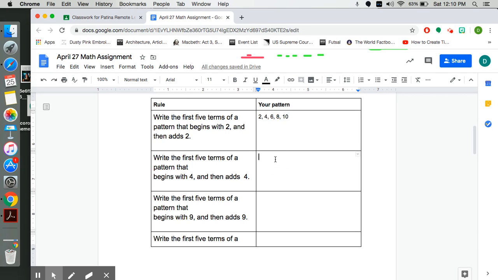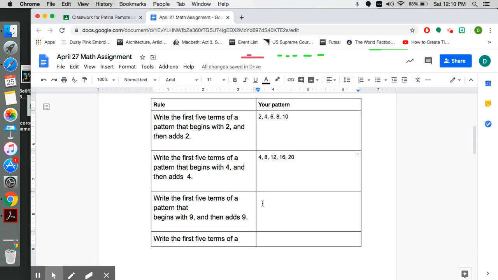This next pattern, it says I also have to have 5 terms or numbers, but I have to begin with a 4 and then add 4 every time instead of adding 2. Let's go 4, 8, 12, 16, because I'm adding 4. 16 plus 4 would be 20. Let's count by 4s. 1, 2, 3, 4, 5. I have 5 terms. I added 4 every time, and I started with a 4.